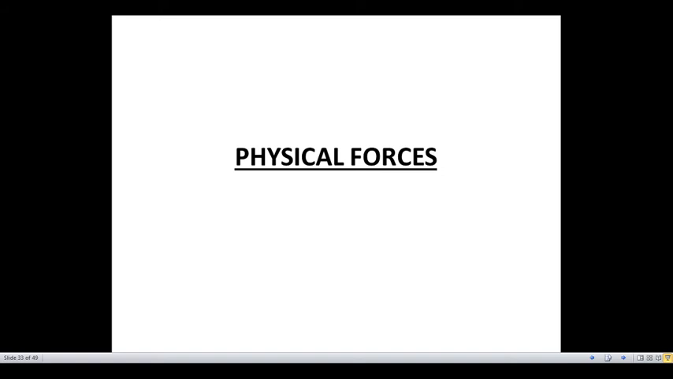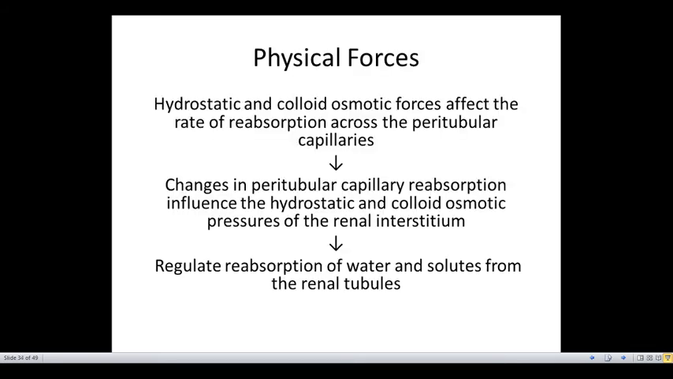Next, we study the role of physical forces in the regulation of tubular reabsorption. Now, how these regulate can be understood by this flow chart. Hydrostatic and colloid osmotic forces affect the rate of reabsorption across the peritubular capillaries, as they affect the reabsorption across the glomerular capillaries and other capillaries in the body.